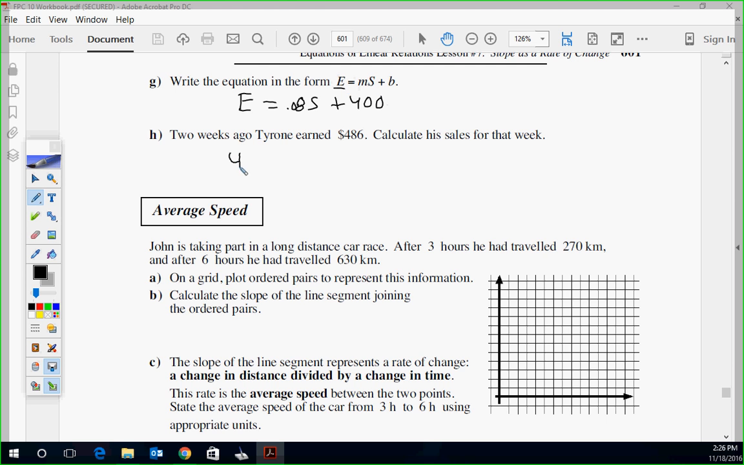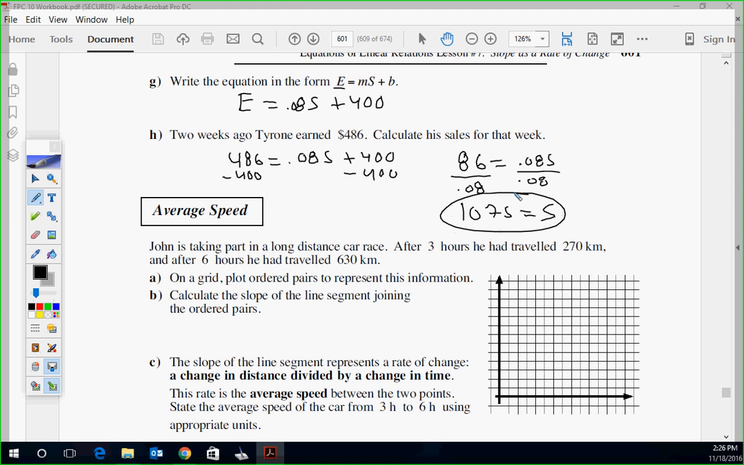Yeah, put it for. Yep. Okay, and then what? Right, minus the 400, divide by 0.08. So we have 86 equals 0.08 S. Make sure you do the 0.08, not 0.8. Oh, yeah. 1,075 is how much he sold, which was pretty low compared to the other ones.